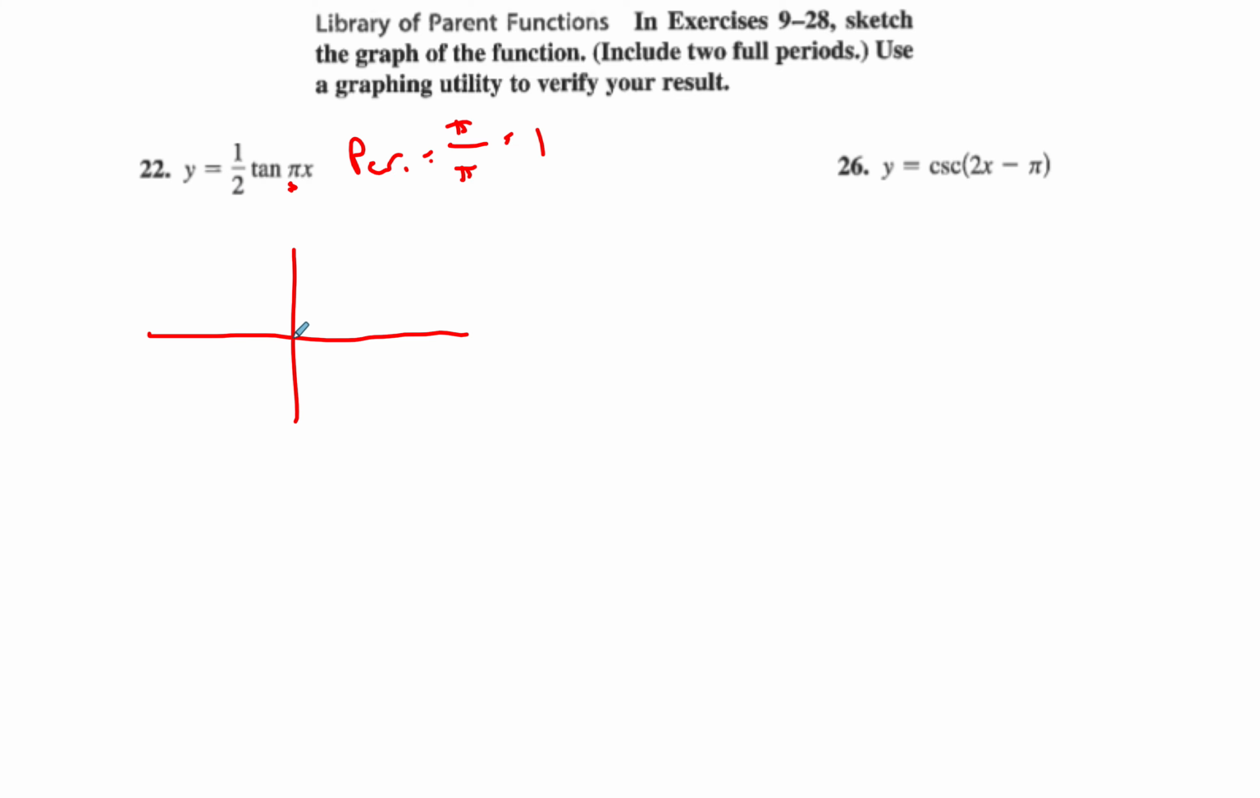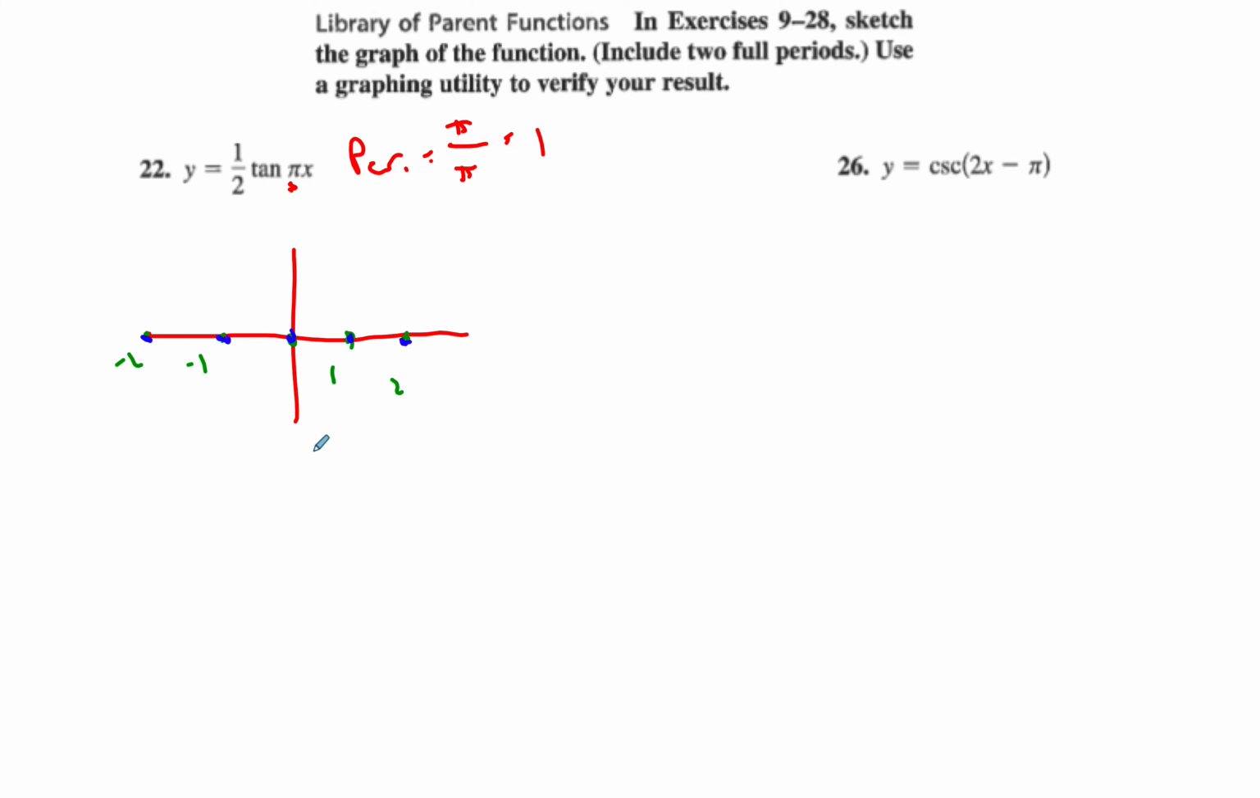So what's happening then is the period, that is the space between these lines, is going to be equal to 1. So tangent, remember, is equal to 0 at 0, right? Which means at 1, it's going to be equal to 0 again. And at 2, it's going to be equal to 0 again. And negative 1, it's going to be equal to 0. And negative 2, it's going to be equal to 0. Let me use a different color for the actual graph. There, and there, and there, and there, and there.